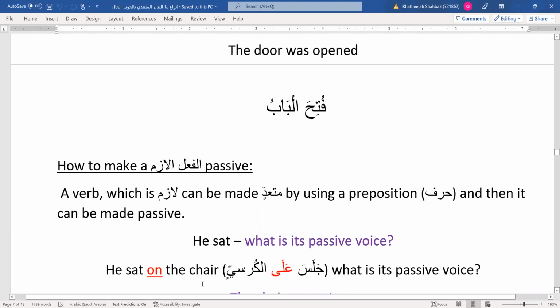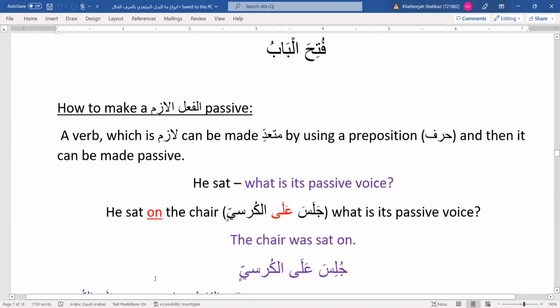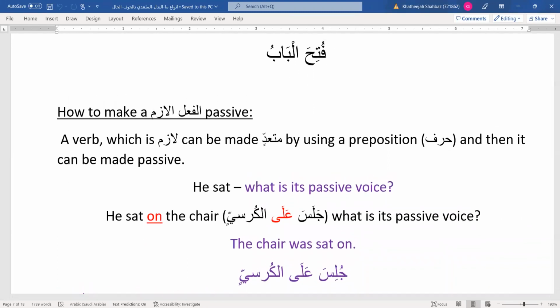Now, actually, we can make a passive voice out of it. The passive voice in English will be: the chair was sat on. And how was it possible? It was only possible because of the addition of this harf, on, this preposition. Without it, you cannot make it passive voice. So what will be the Arabic for it? Julisa ala al-kursi. So julisa is the passive voice.